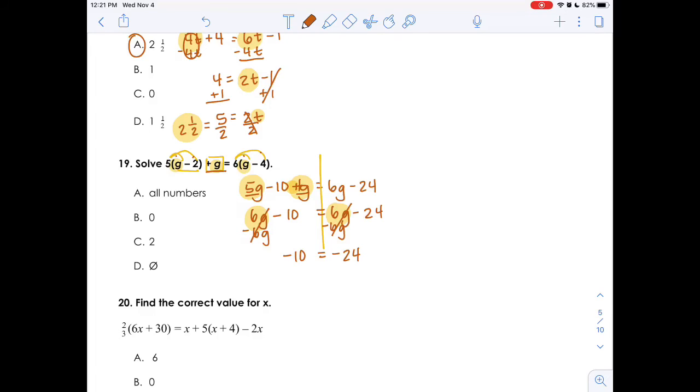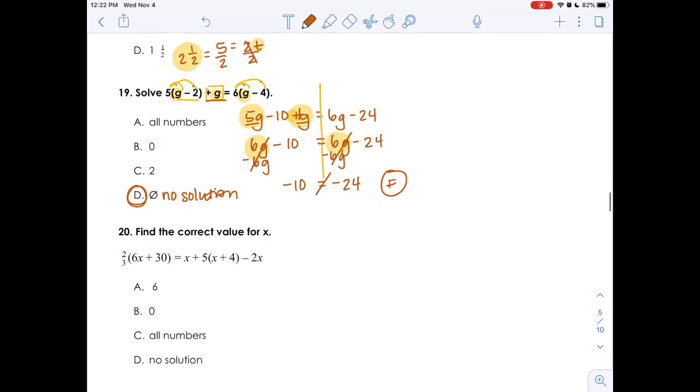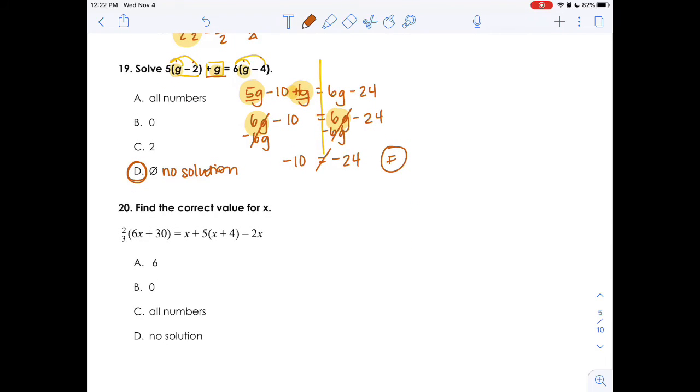This doesn't necessarily mean that you made a mistake. What this means is, is this true? Negative 10 equals negative 24. Is that true? No, these are not equal. It's false. So what that means is there's no solution here. This symbol right here means no solution. So if you work it out and you get to the point where your variable cancels out and you're left with a false statement, that means no solution.